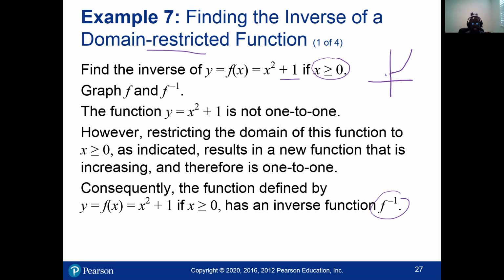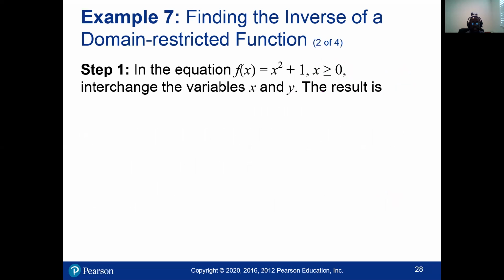Okay, so we're going to go through the steps. Step one, we let y equal to that and then interchange. So we have y is equal to this function, y is equal to x squared plus 1. When you interchange, you have x is equal to y squared plus 1, and y is greater than or equal to 0.